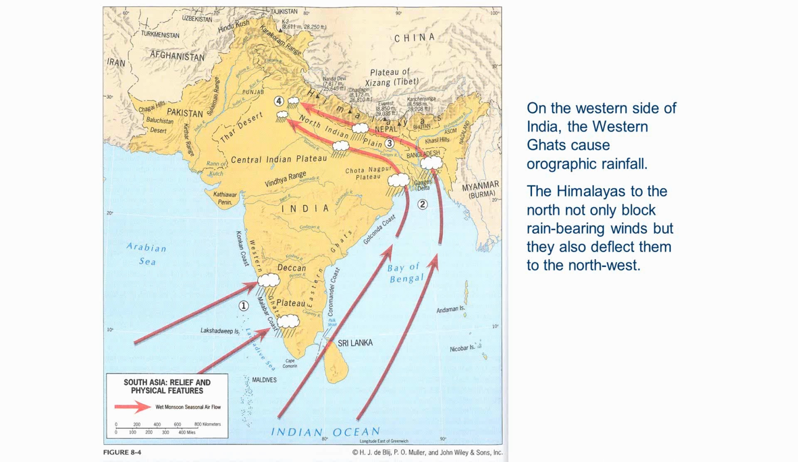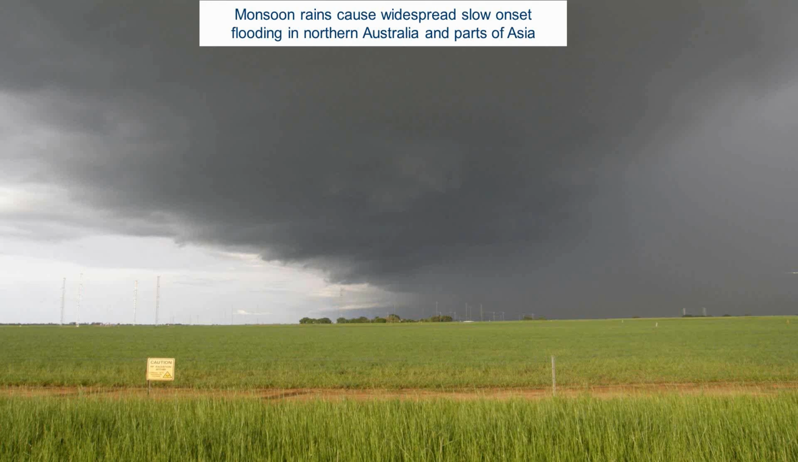But then as the winds go out across the Bay of Bengal, they pick up more moisture, and of course they bump into the Himalayan range in the northern part of the area, and that forces the rain-bearing winds off to the northwest. Lots of the rain falls on the mountainous areas, and lots of the rain falls on the North Indian plain too. Very important for that part of the world.